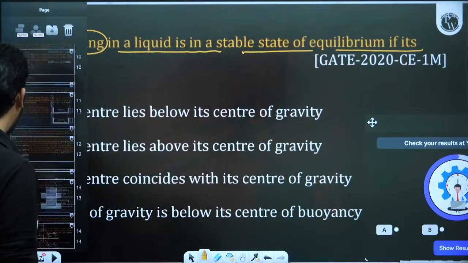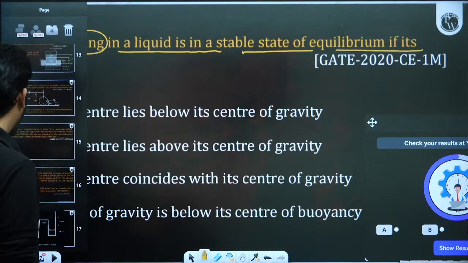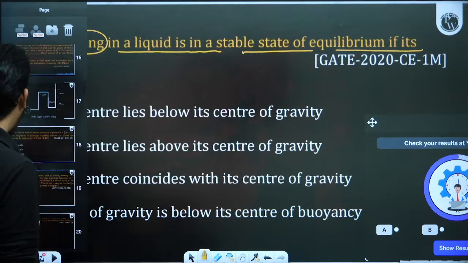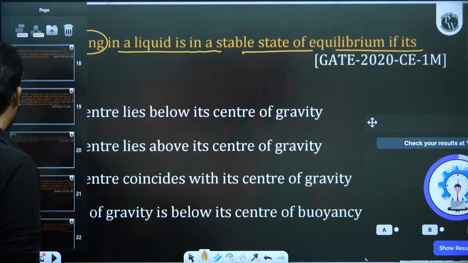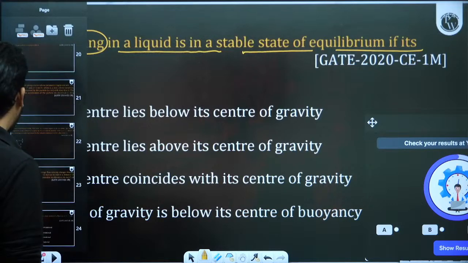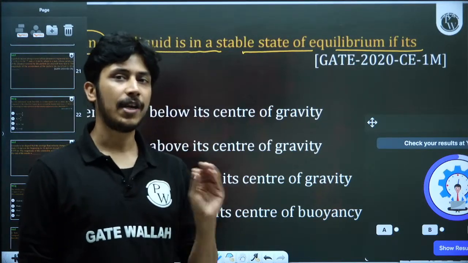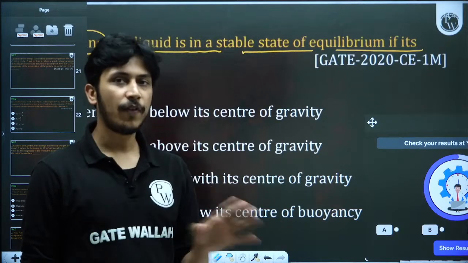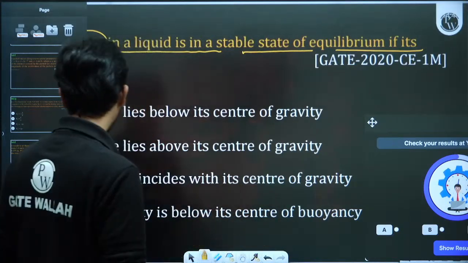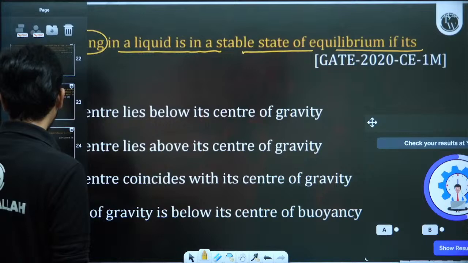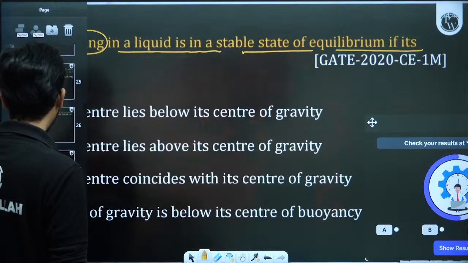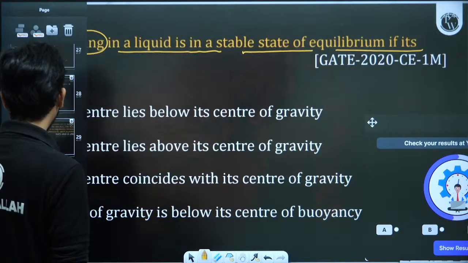I will give you some more 1 mark questions that are direct in nature. First, we will do some theoretical questions. Always remember, the theory part is only in the fluid properties chapter and the fluid statics chapter. You will not find theory in any other chapter. 1 or 2 questions will be there for the theoretical part, but otherwise everything is numerical.